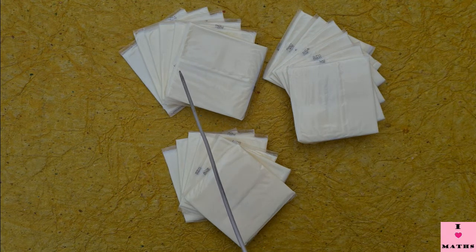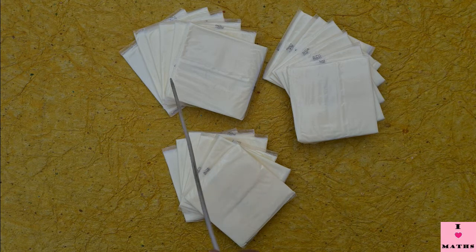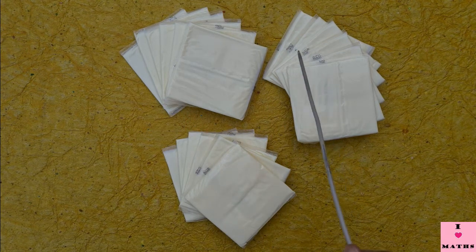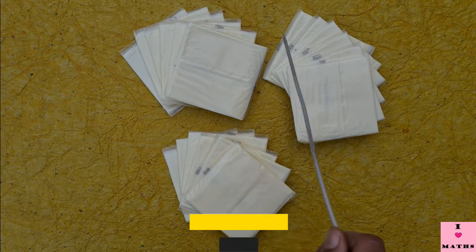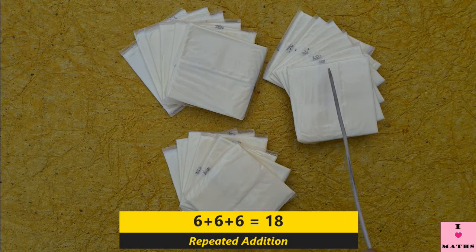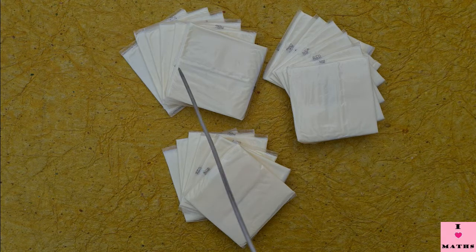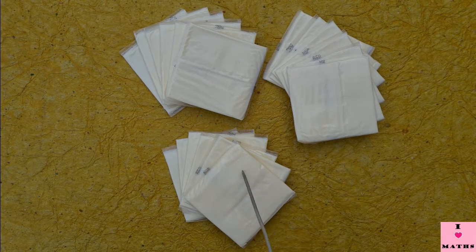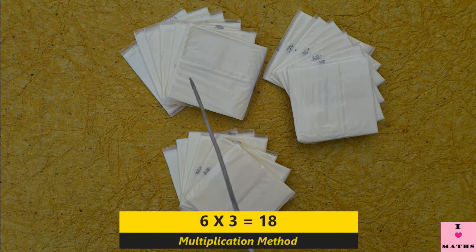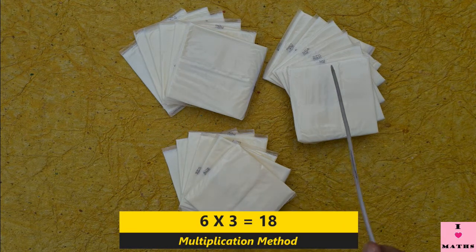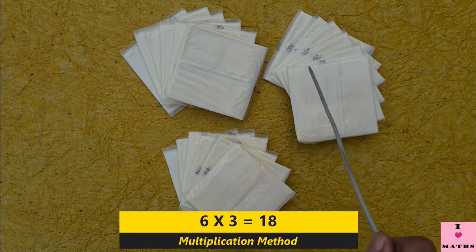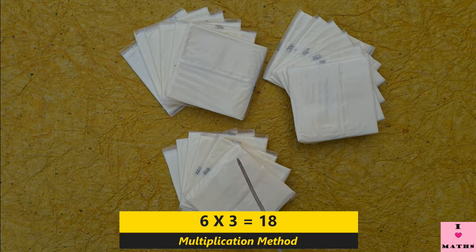So if we want to find out how many slices there are in all, either we can do 6 plus 6, 12, 12 plus 6, 18. Now this is repeated addition. Or we can do it the other way. What is that way? There are 3 groups of 6 slices each. So 3 times 6, 3 into 6, is 18.